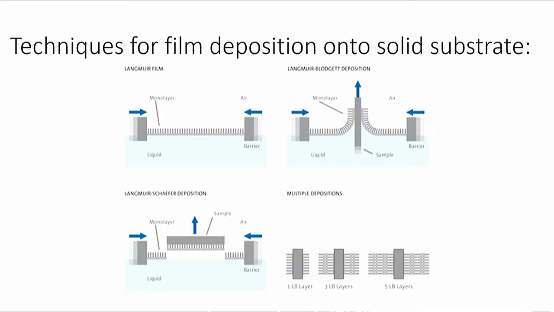This is good in some cases. In other cases, you prefer to use Langmuir-Schaefer deposition, in which you have a flat surface. This is faster and better for rigid films. The other is more accurate for soft films. And in this way, you can create multilayers or multi-structures, and this can be of use.